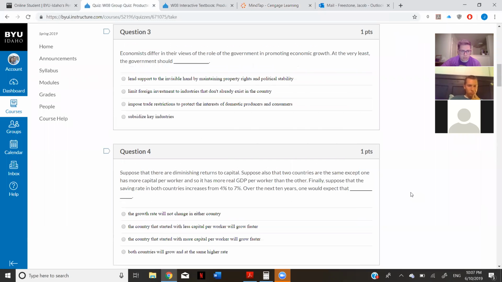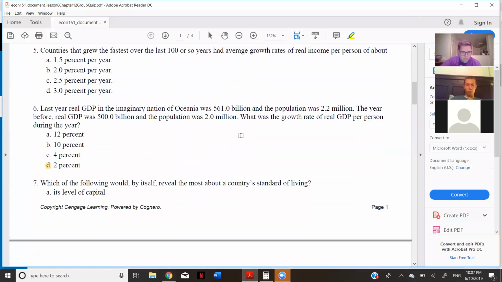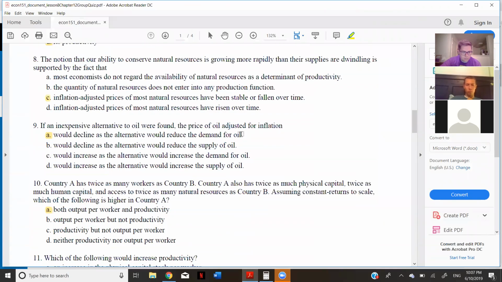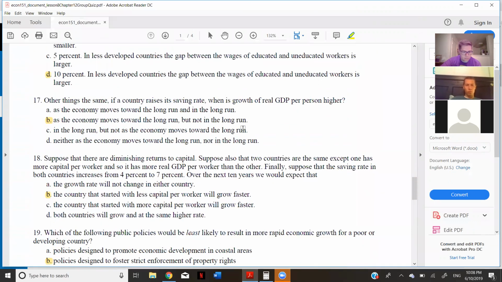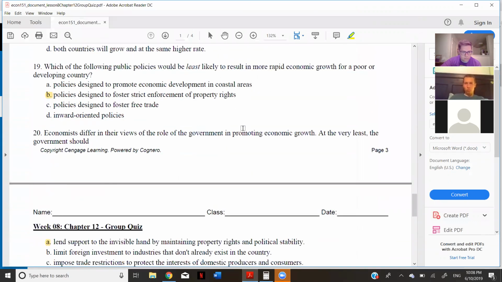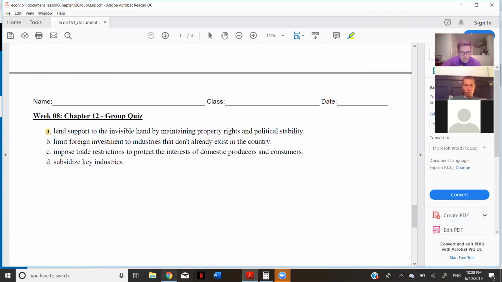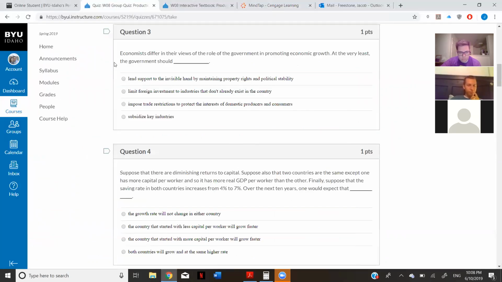All right, question 3. Economists differ in their views of the role of government in promoting economic growth. At the very least, the government should what? I put A. I put A as well. Did we lose Ivy?